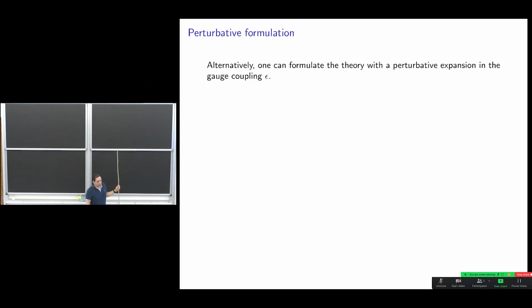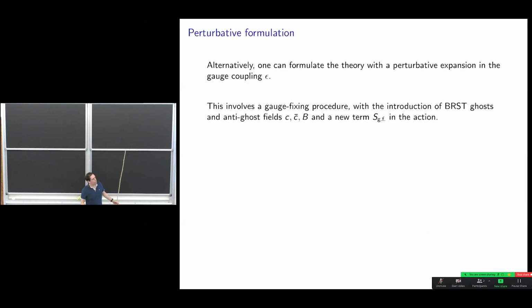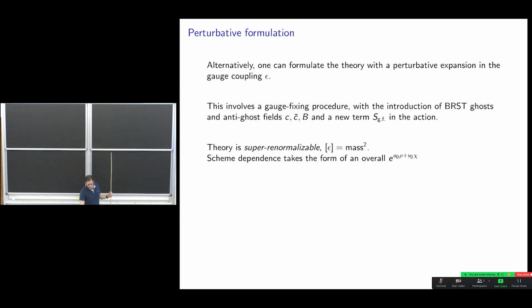This is a lattice formulation, but another formulation is something that you always have in your toolbox when you're studying local quantum field theories that have a Lagrangian formulation. You can do it through a perturbative expansion in the coupling. Here we have a gauge coupling. Now the price that you're paying, of course, because you're working with local degrees of freedom, is that they're not gauge invariant. So this involves some gauge fixing that we all know and love. You introduce BRST ghosts and anti-ghosts and a new term in the action. But perturbatively, the theory is not too bad because it's super-renormalizable. The gauge coupling has a dimension of mass squared because we are in 2 dimensions.